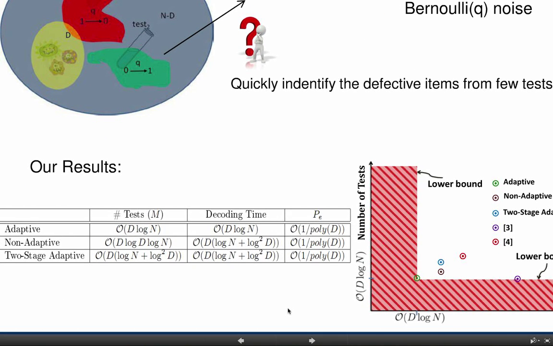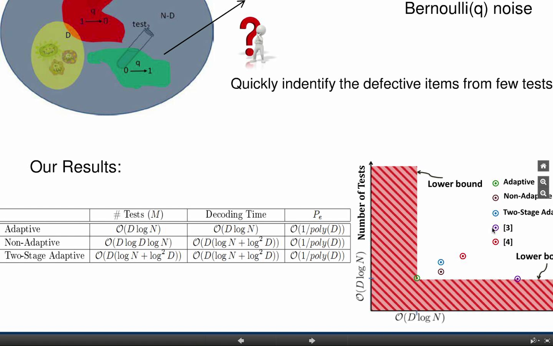So here in this graph, we show these 3 algorithms in a graphical form. On the y-axis, we have the number of tests. On the x-axis, we have the decoding time, and we can see that our adaptive algorithm lies right at the boundary of the optimal region. Here, red is the converse, which is order d log n, which says that you need at least order d log n tests and decoding time. And we can see that the adaptive algorithm is right at the corner, whereas the non-adaptive and the two-stage adaptive are almost optimal.